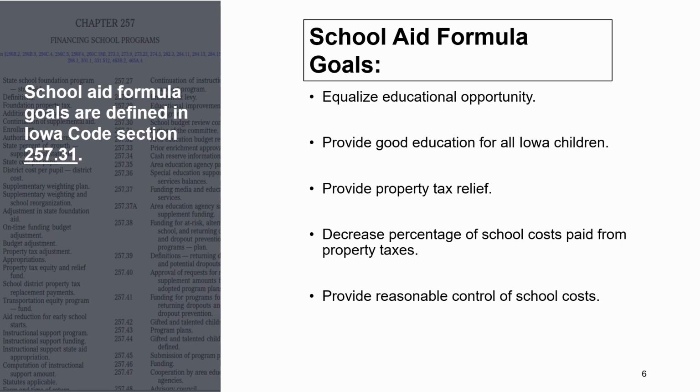Page 6. School aid goals directly from the Iowa Code. Equalize educational opportunity, provide good education for all Iowa children, provide property tax relief, decrease percentage of school costs paid from property taxes, and provide reasonable control of school costs.